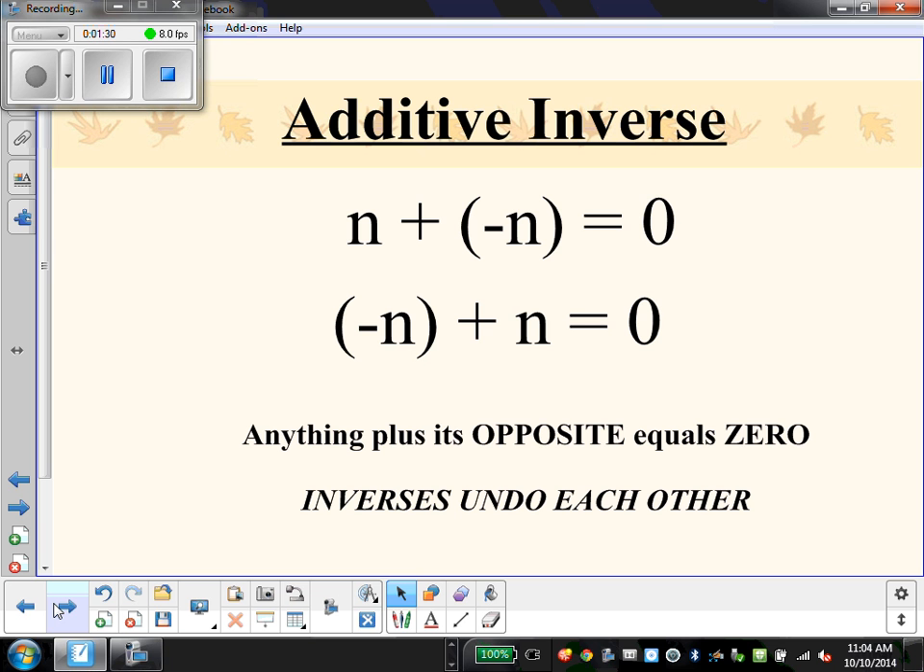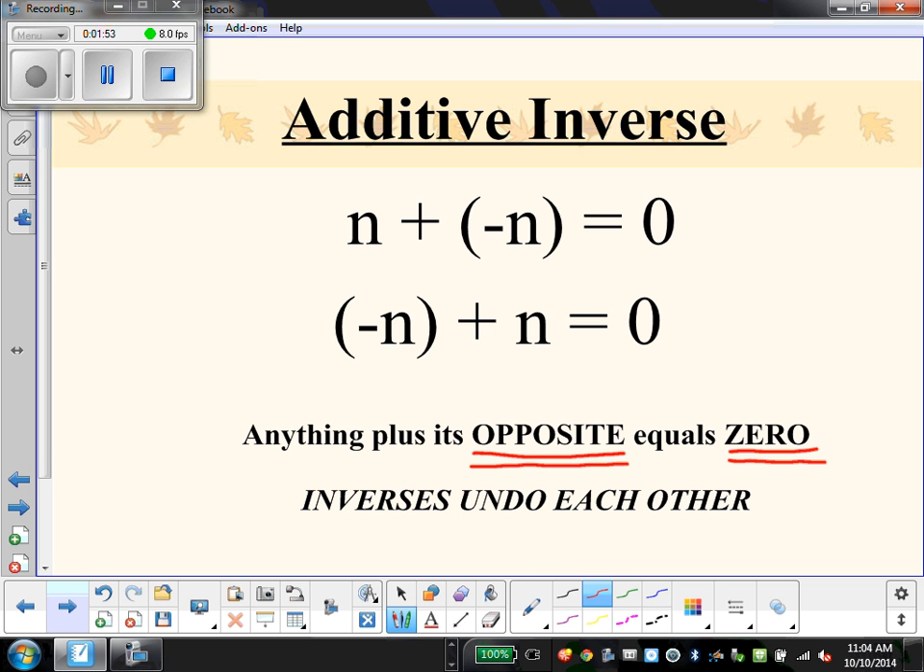Moving on to your second property, the additive inverse. The additive inverse has to do with opposites. A number plus its opposite equals 0, and vice versa. If you have a negative number plus its positive opposite, it will also equal 0. So anything plus its opposite equals 0.